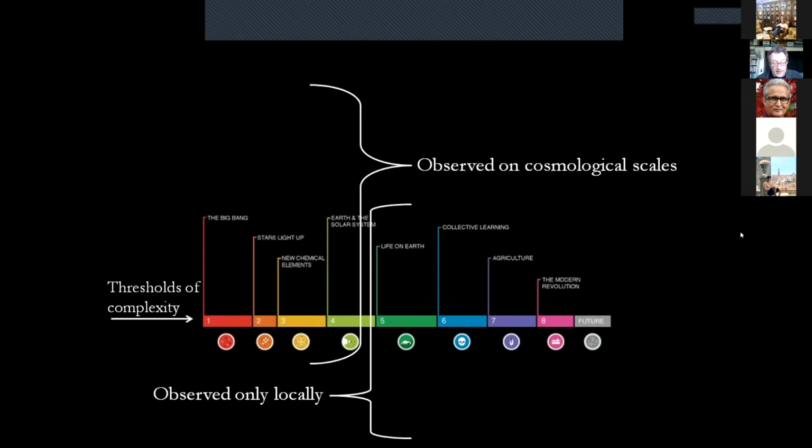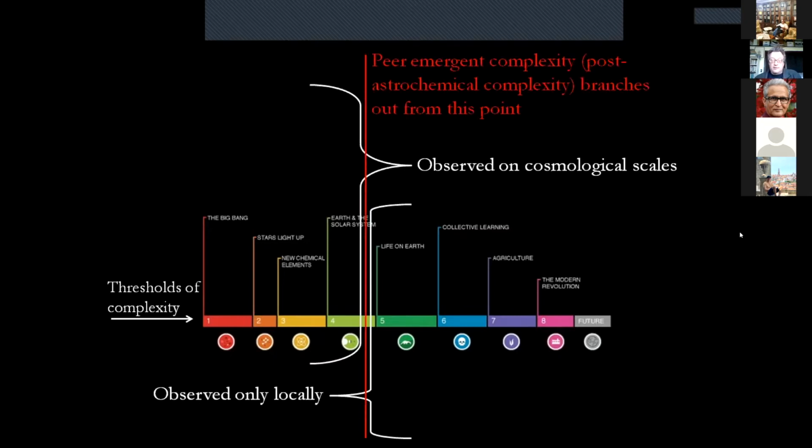On the right side of the bracket here, the other forms of emergent complexity, such as life, collective learning, agriculture, and modern revolution. Again, these are David Christian's thresholds. You don't have to accept them, but these all are only observed on Earth so far. So we can see that what we can think of as our peer emergent complexities are going to branch off from this point of what I call post-astrochemical complexity. Because like I said, we can observe astrochemical complexity at a rudimentary degree throughout the observable universe. And if other emergent complexities emerge from prior emergent complexities, they're going to emerge from this point forward on a cosmological scale.